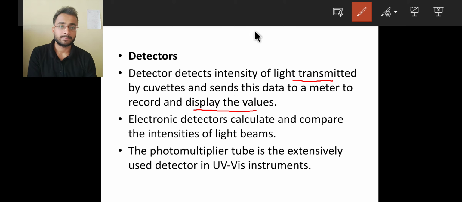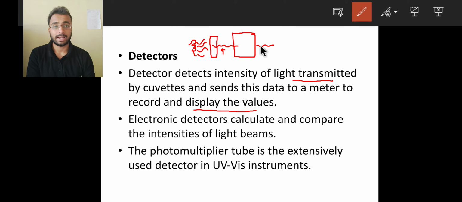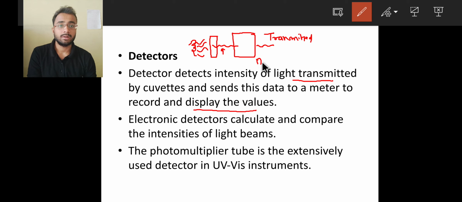See, this is our sample, this is the monochromator, this is the light source. This will create various types of wavelength. The monochromator will allow only one wavelength to pass. It will pass through the sample. This is our incident light, this is our transmitted light. So the detector will detect this transmitted light and give us appropriate results.